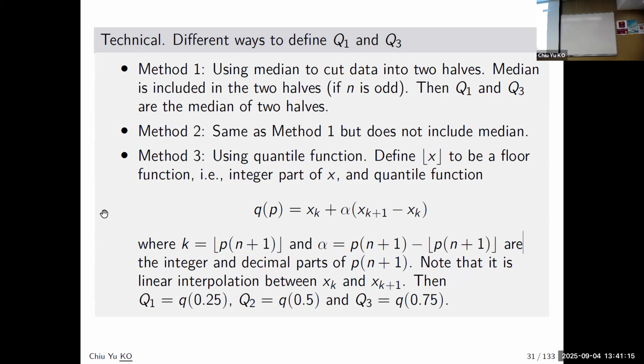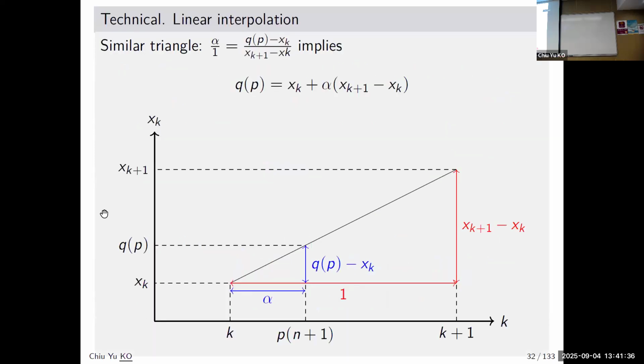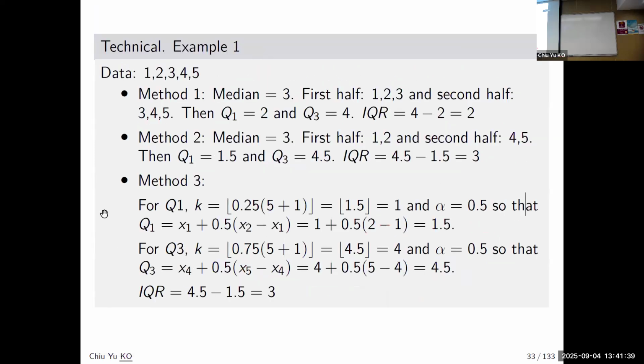But let's see what we do. Method 1 is to use the median to cut the data into two halves, and the median is included in both halves. So you cut it, and the median is still there. Method 2 is where the median is not included. Let me show you the examples. The examples to illustrate are very simple. First case, the median is included; second, it is not.